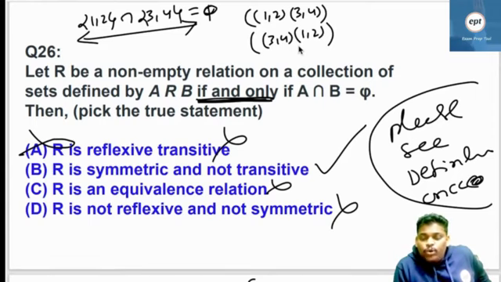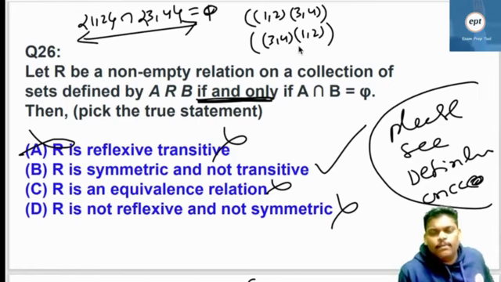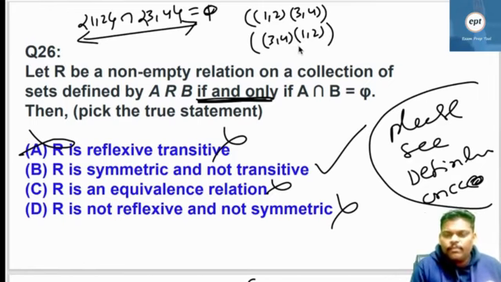It is if and only if, both sides. A and B are related if and only if A intersection B is phi. Between two people, if the intersection is phi, they will be related. {1,2},{3,4} intersection is phi. {3,4},{1,2} intersection is phi. If I take left side {1,2}, right side {1,2}, the intersection is not phi, so you cannot take it. Right, is it okay now? Now okay.